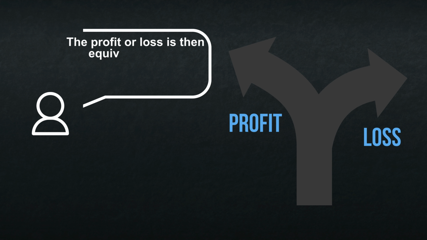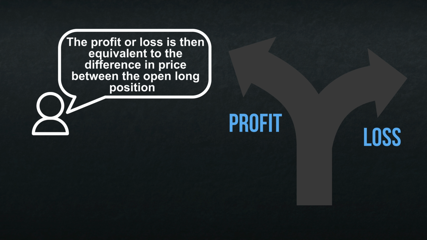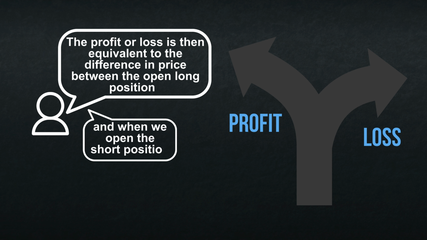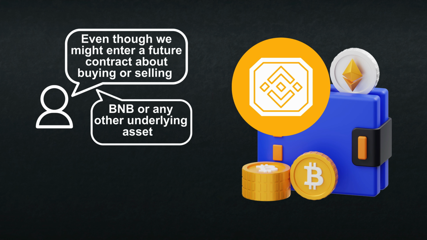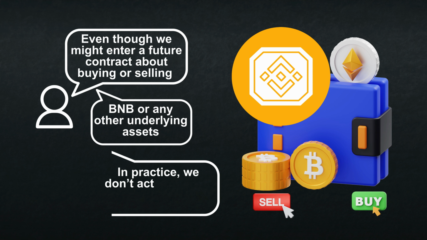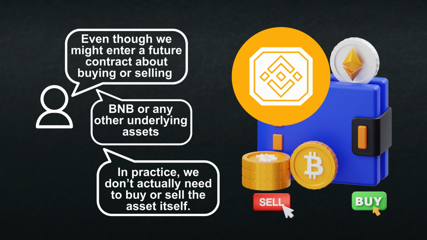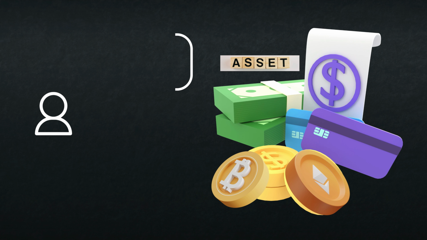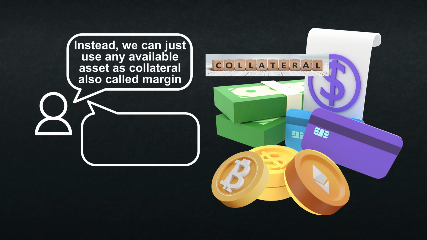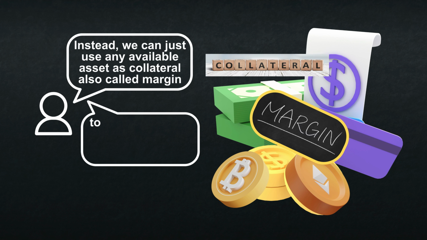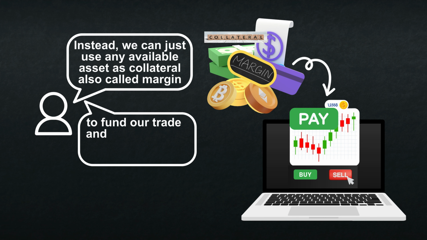The profit or loss is then equivalent to the difference in price between the open long position and when we open the short position. Even though we might enter a futures contract about buying or selling BNB or any other underlying asset, in practice, we don't actually need to buy or sell the asset itself. Instead, we can just use any available asset as collateral, also called margin, to fund our trade and pay up when we close our position.